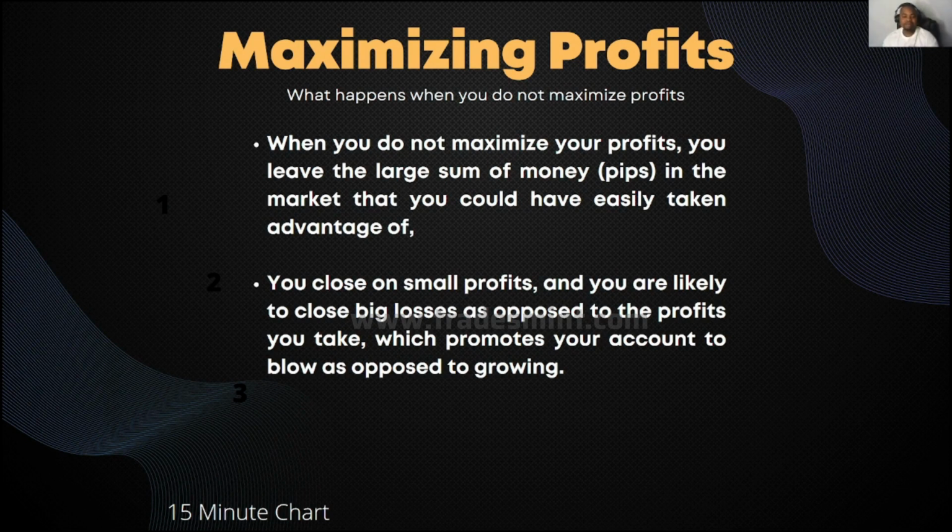When you do not maximize your profits, you leave a large sum of money in the market that you could have easily taken advantage of. You also happen to close on small profits, and you are likely to close big losses as opposed to the profits you take, which promotes your account to blow as opposed to it growing. So that is what happens when you don't maximize your profits.